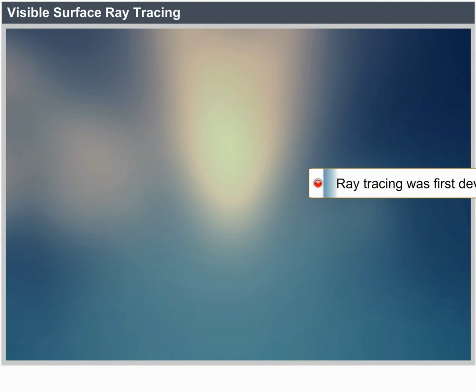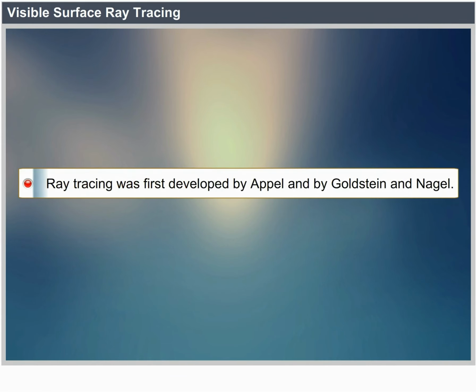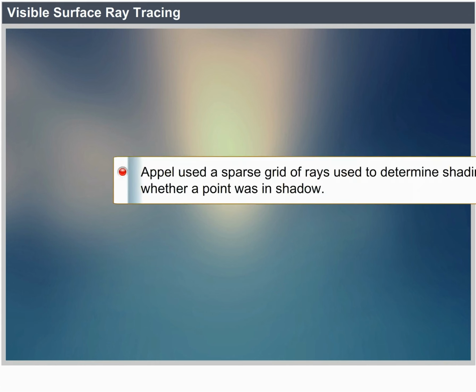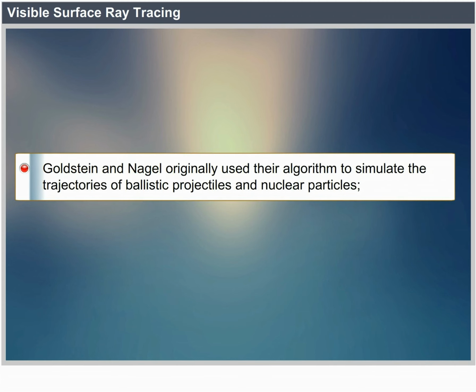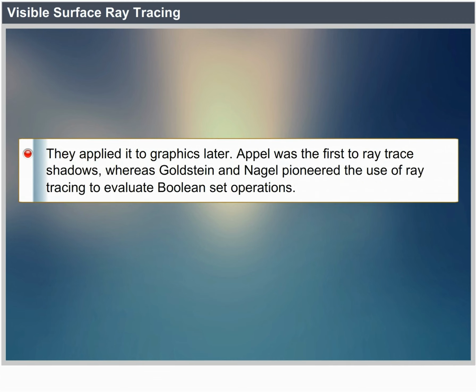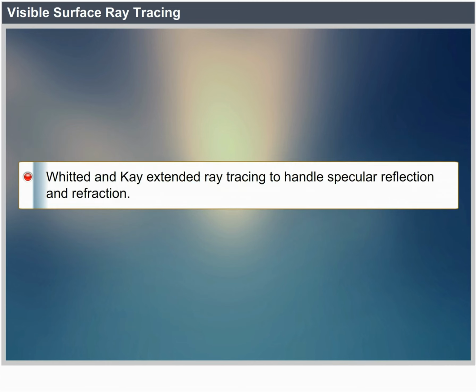Ray tracing was first developed by Appel and by Goldstein and Nagel. Appel used a sparse grid of rays used to determine shading, including whether a point was in shadow. Goldstein and Nagel originally used their algorithm to simulate the trajectories of ballistic projectiles and nuclear particles. Only later did they apply it to graphics. Appel was the first to ray trace shadows, whereas Goldstein and Nagel pioneered the use of ray tracing to evaluate Boolean set operations. Whitted and Kay extended ray tracing to handle specular reflection and refraction.